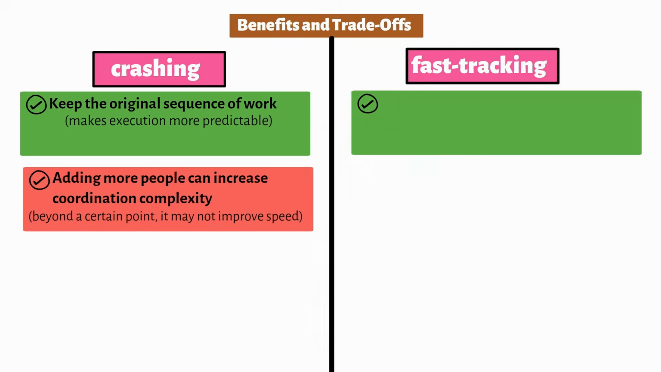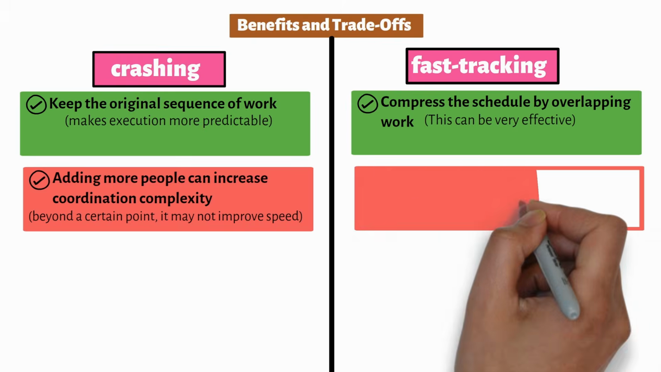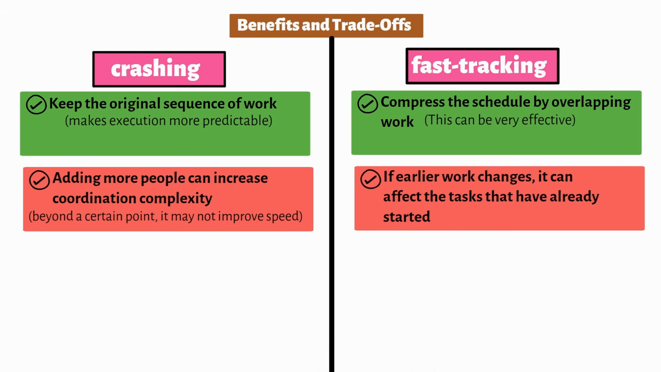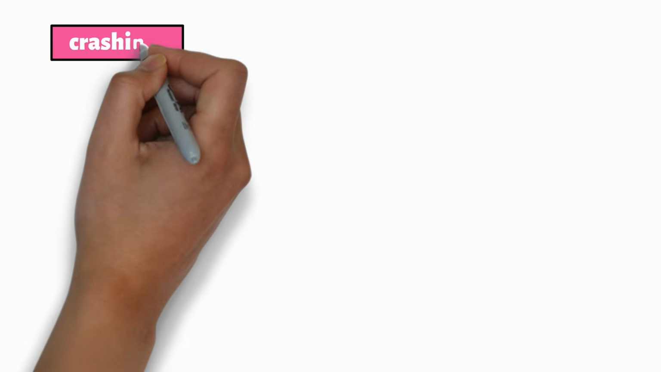With fast tracking, you compress the schedule by overlapping work. This can be very effective, but if earlier work changes, it can affect the tasks that have already started. So while both approaches help you move faster, they introduce different types of challenges.